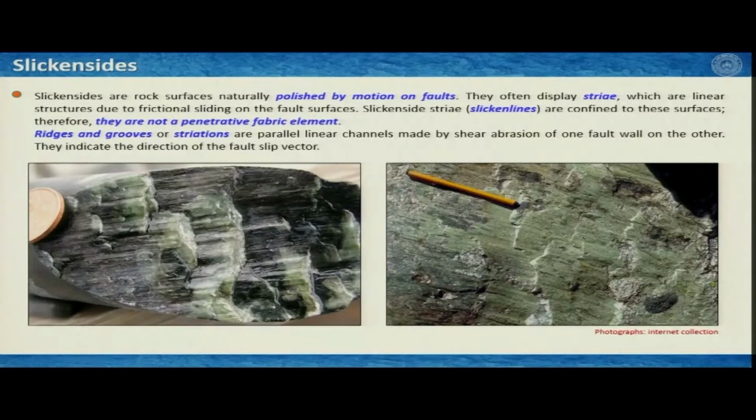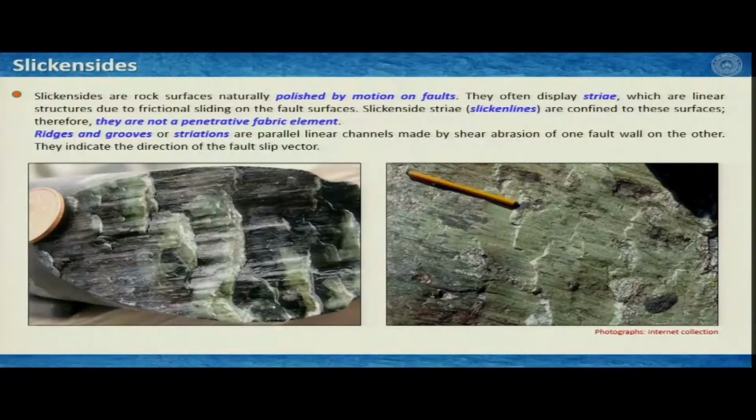So, let us first have a look at one non-penetrative lineation, and these are known as slickensides. Slickensides are rock surfaces naturally polished by motion of faults. What happens if you have a fault? When one block moves past the other block, on this surface one block rubs the other surface, and this rubbing happens along a particular direction. Due to this rubbing, this surface is characterized by a number of lines, and these lines are known as slickenlines.